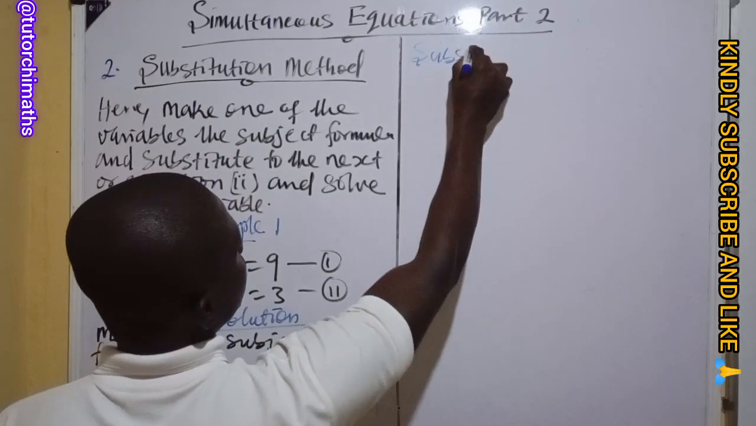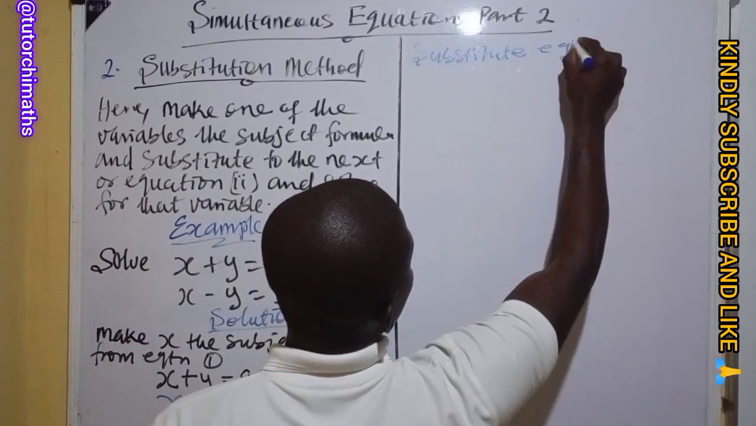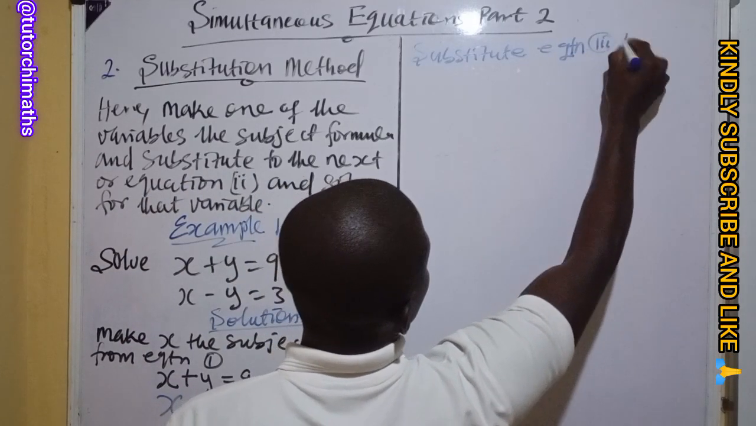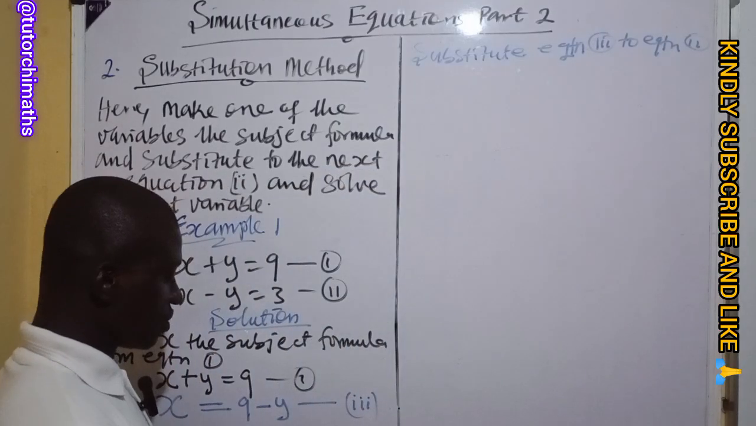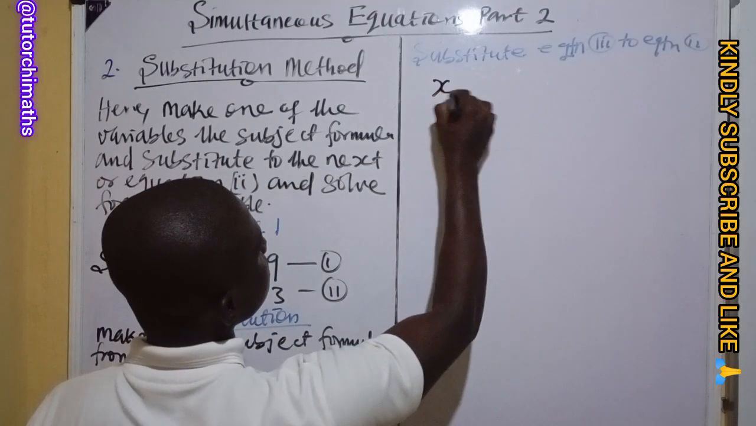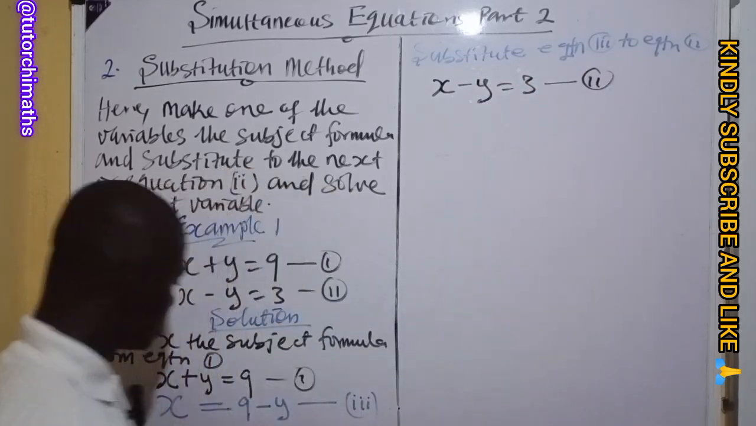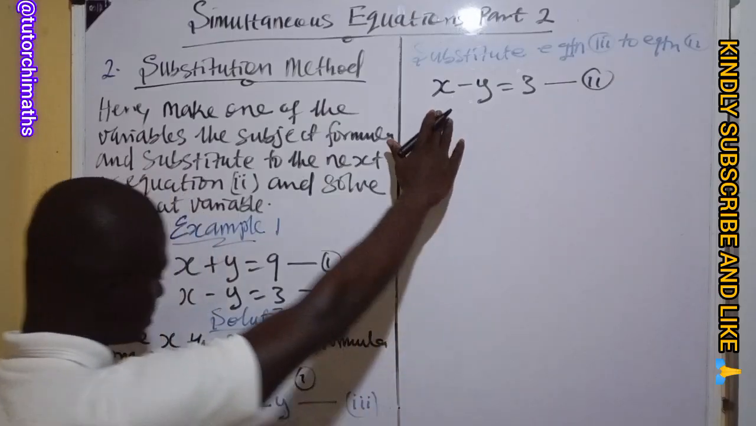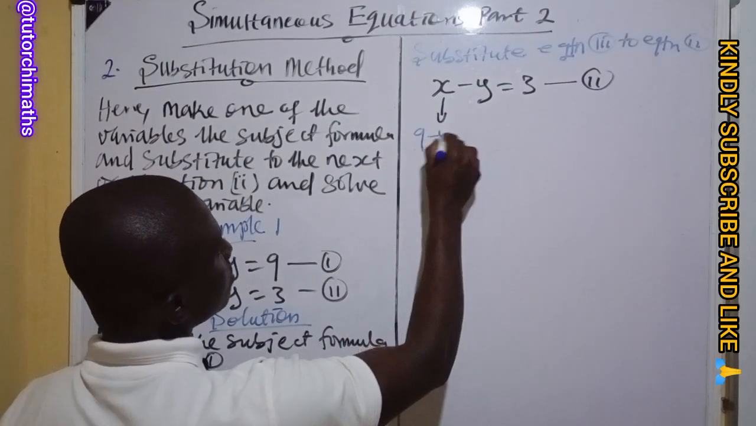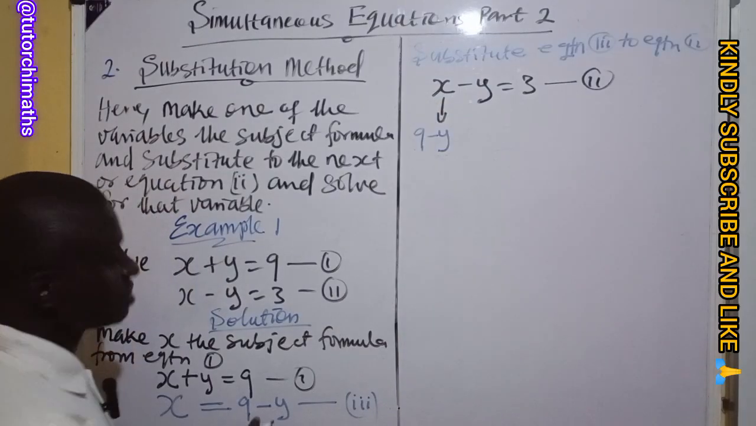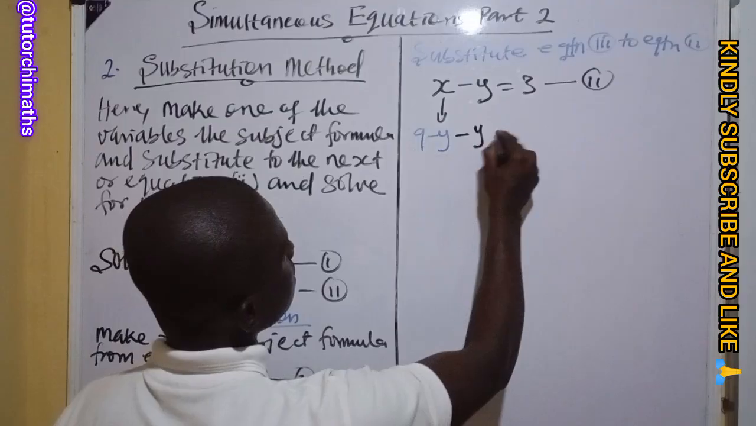Okay, substitute equation 3 into equation 2. Good, let's go. So this is our equation 2: x minus y is equal to 3. This is equation 2, and this is our equation 3. Remember the value of x. x is what? 9 minus y. So I'm going to replace x here with 9 minus y, which is our x in equation 3. Then here is minus y equals 3.